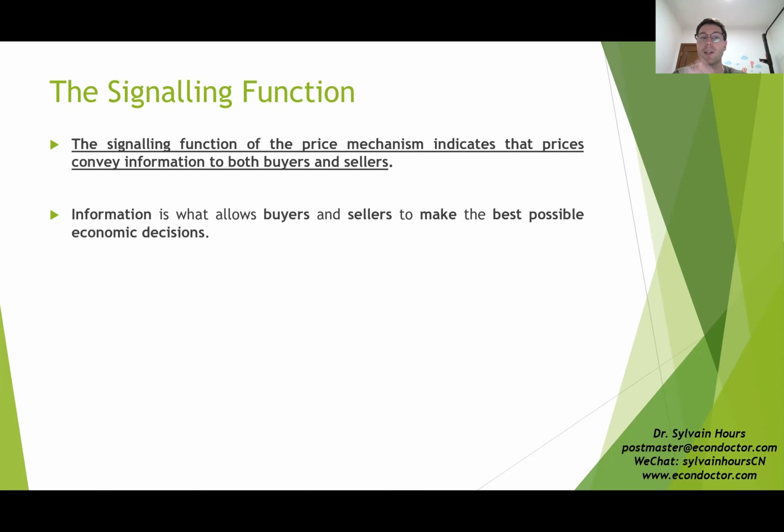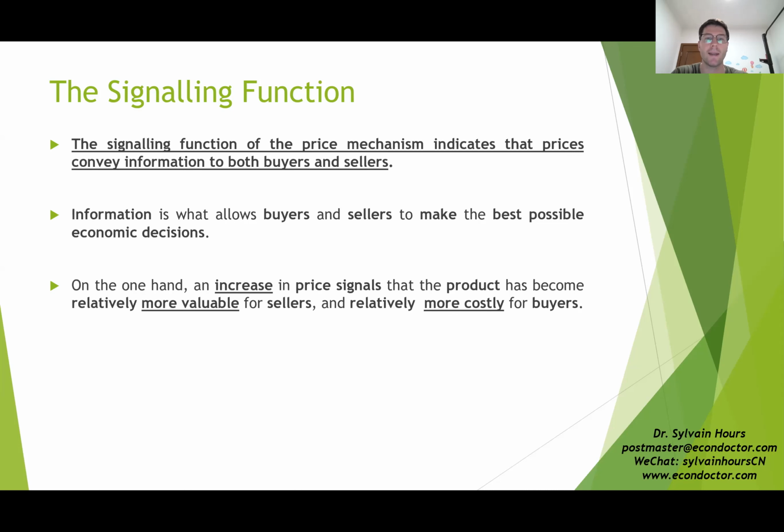All right, so that's it. Prices convey information to both buyers and sellers. Information is what allows buyers and sellers to make the best possible economic decision. If you don't know what the price of something is, how do you know how much to buy? How do you know how much to sell?